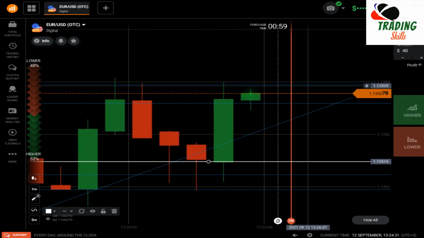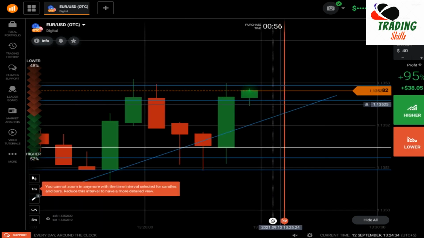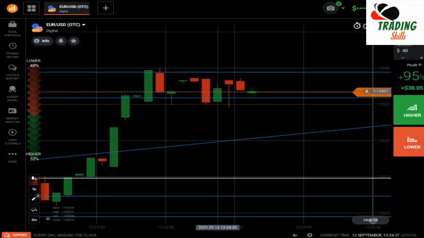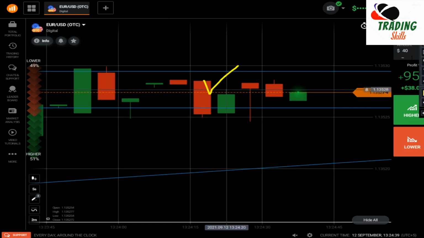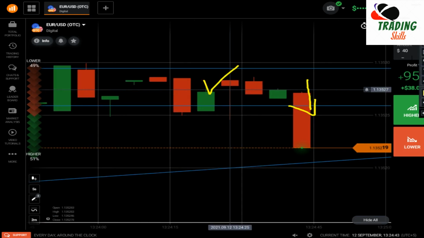So for me, the next candlestick I need to check. The next candlestick will definitely go down, because you are seeing the 5 second also. So the candle will close here as a bearish. You can see here.